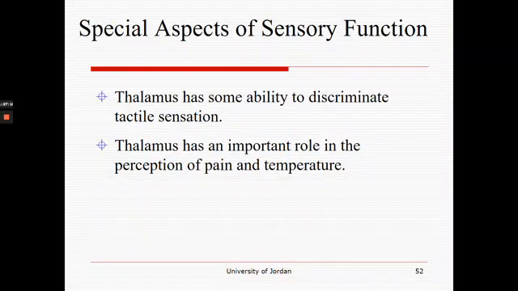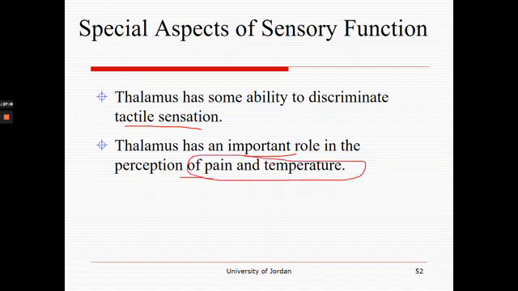Special aspect of the sensory system: the thalamus has some ability to discriminate tactile sensation, because some of the neurons end in the thalamus, especially for pain. The thalamus has an important role in perception of pain and temperature. So if there is damage to the postcentral gyrus, that person can still feel pain and temperature, but very little regarding tactile sensation, though still it can be.